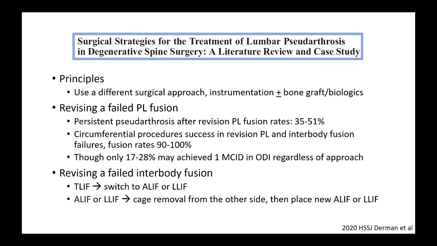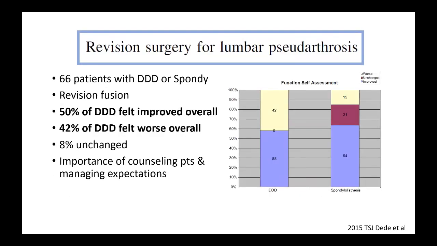For revising a failed interbody fusion, again, I think the concept is to just do something different. So if it was a TLIF, you can switch to an ALIF. If it was an ALIF, you can go to the contralateral side to remove the cage and then place a different type of interbody fusion. However, the most important thing to keep in mind is that the outcomes, again, are not the most reliable. That's really important in terms of counseling patients and managing expectations.